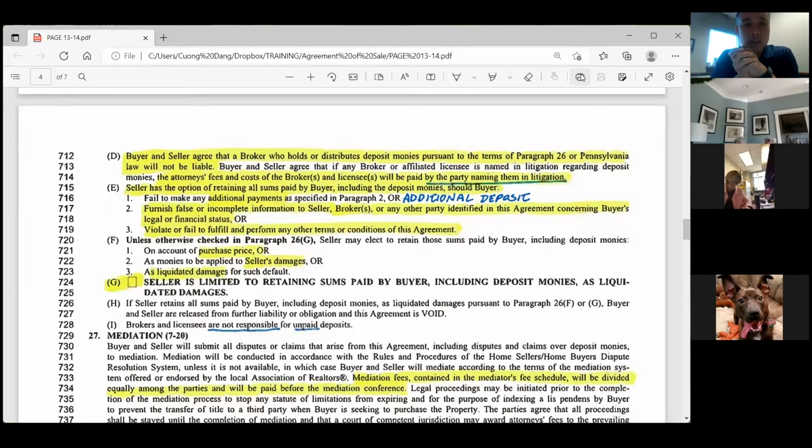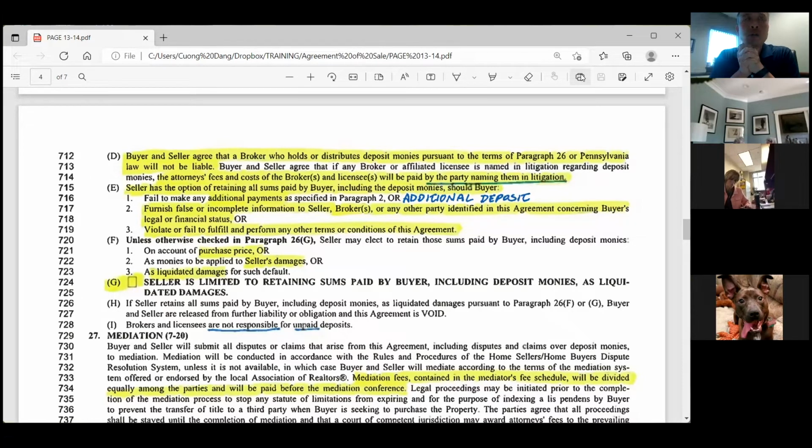E, seller has the option of retaining all sums paid by buyer, including the deposit monies, should buyer, 1, fail to make any additional payments as specified in paragraph 2, and I wrote down in there additional deposit, or 2, furnish false or incomplete information to seller, broker, or any other party identified in this agreement concerning buyer's legal or financial status, or 3, violate or fail to fulfill and perform any other terms or conditions of this agreement.